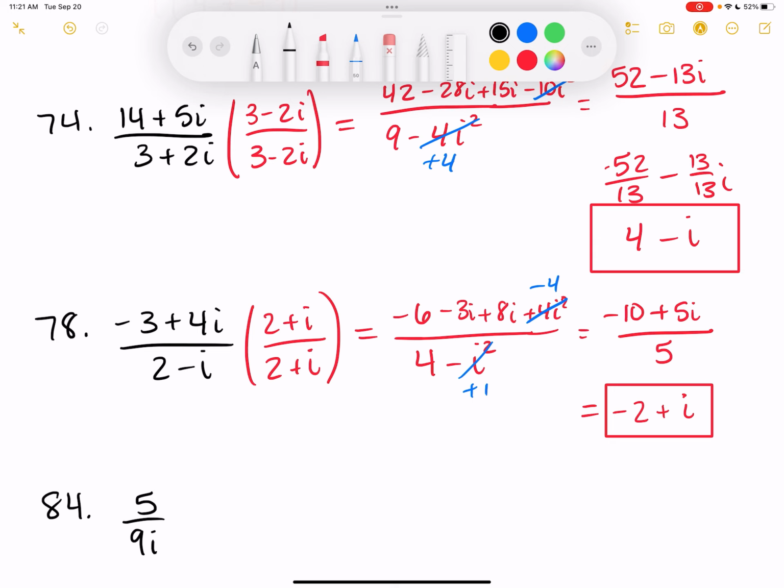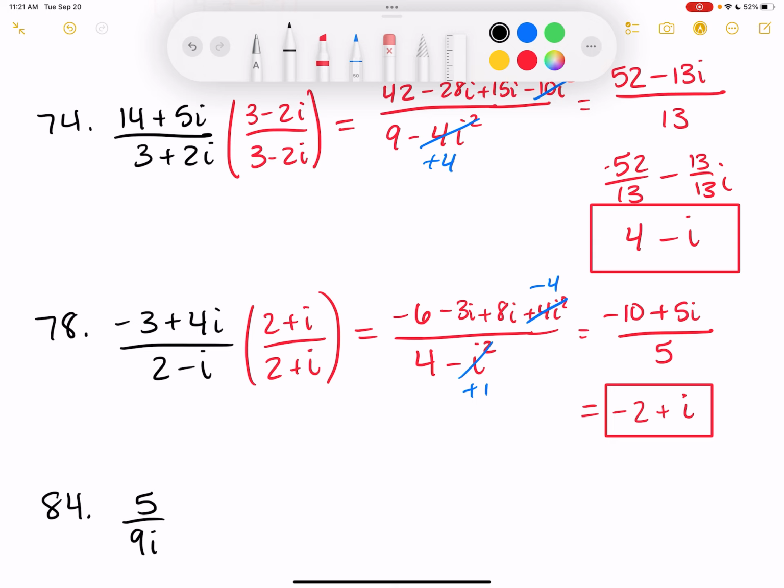I actually have no idea. Is it the same thing? What is the problem with the bottom right now? You can't have i. There's an i. So if I need to get rid of it, multiply top and bottom by what? 9.